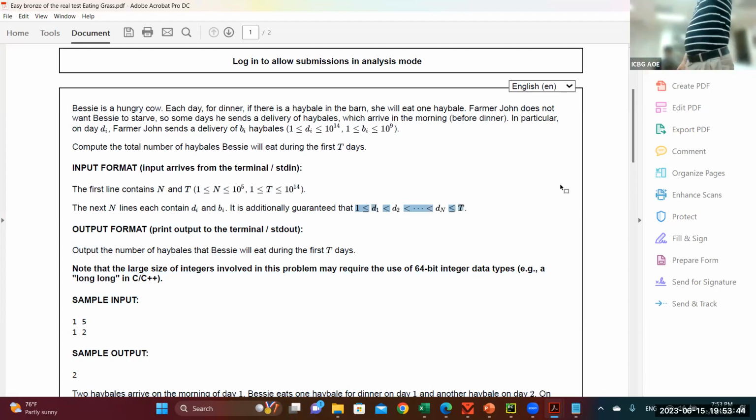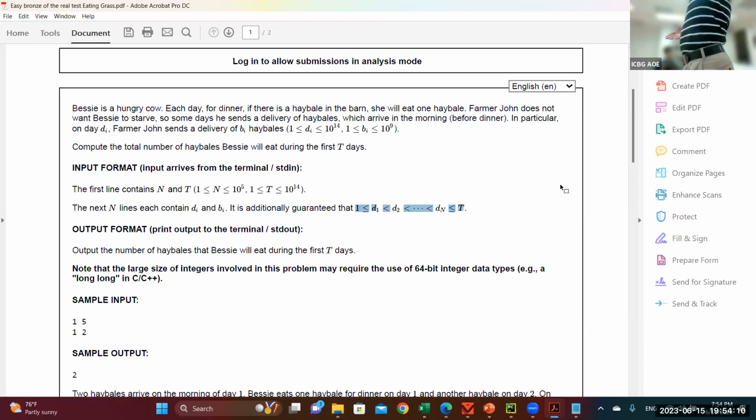You look at this. That means when you get the input, they are already sorted. So the days are already sorted. So let's say the first day you get the delivery. Let's say it's the third day. That's a delivery. You know, Daisy has been hungry for 2 days already.